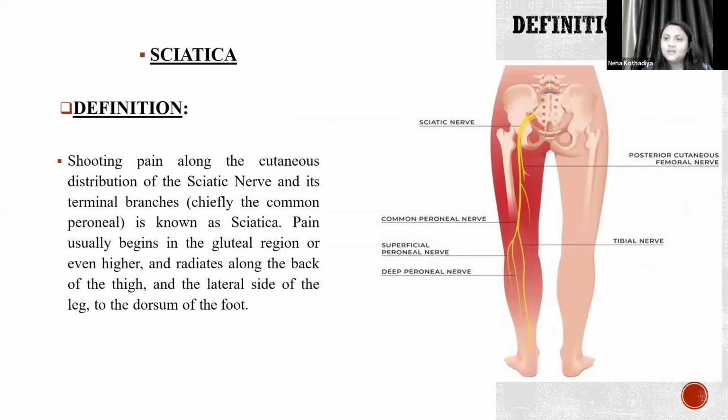Now, the topic, sciatica. What do you mean by sciatica? Sciatica, as the name suggests, is a pain that runs through the sciatic nerve. That is, shooting pain along the cutaneous distribution of the sciatic nerve and its terminal branches, chiefly the common peroneal nerve, is known as sciatica. Pain usually begins in the gluteal region and radiates to the back of the thigh, the lateral side of the leg, and the dorsum of the foot. That is known as sciatica.